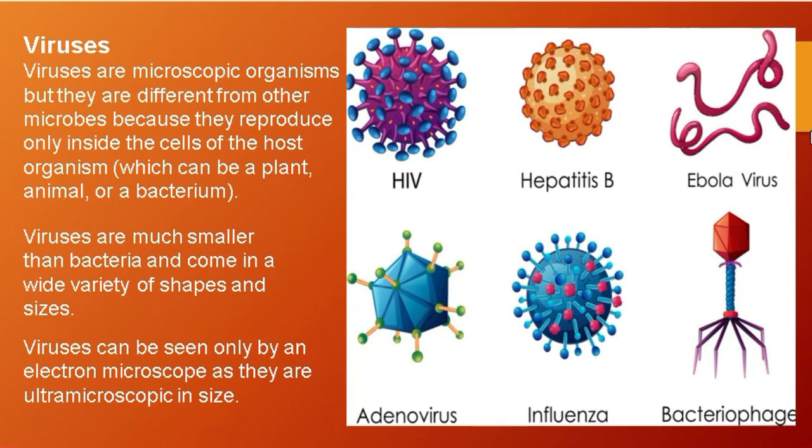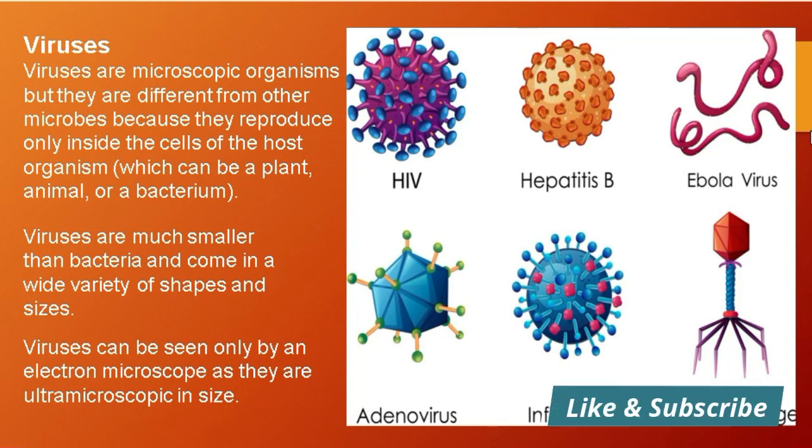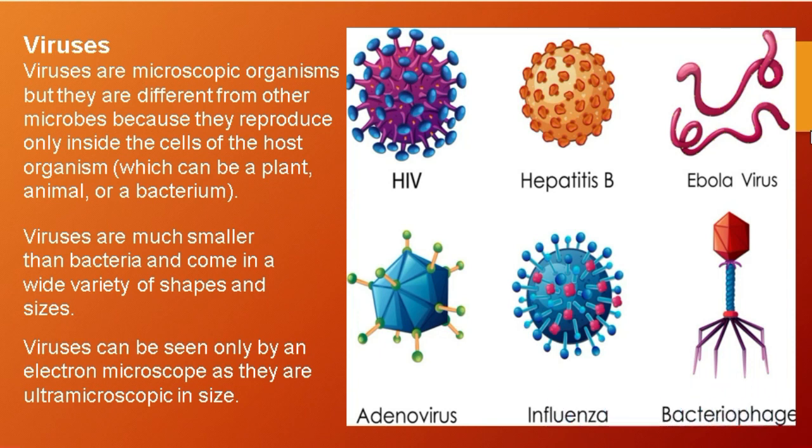Now here is another category of microorganisms that we consider, that is virus. Students, as I said earlier, viruses are also considered as microorganisms, but viruses are a little different from the other four categories of microorganisms, because viruses reproduce only inside the cells of the host organism. Now the host organism can be a plant, an animal, or a bacteria.